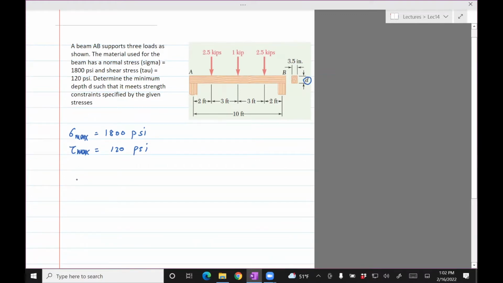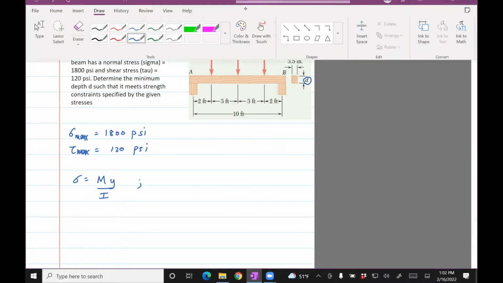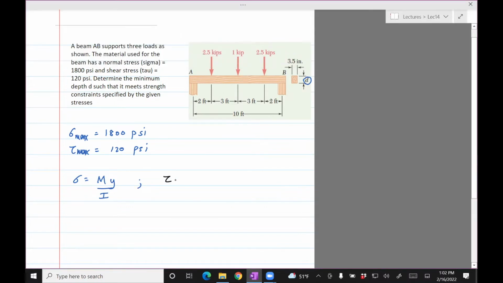Okay, remember that sigma is M y divided by I. That's how we compute the normal stress. And tau was PQ divided by IB.